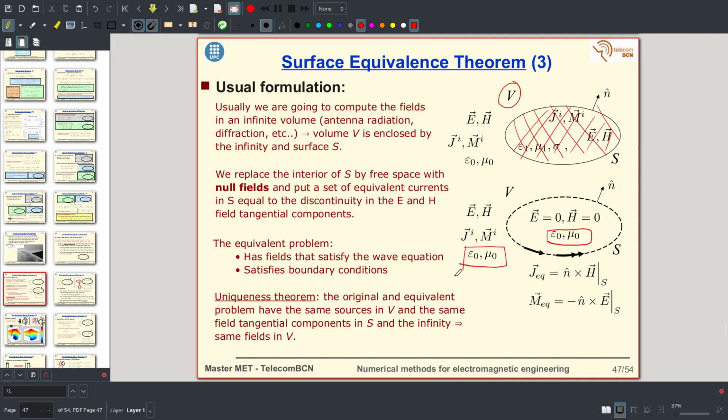Because we want to have free space everywhere. Because remember, the same as in the volume equivalence theorem, remember that we know how to compute the fields due to or produced by currents in free space, but not in the presence of an object. To take into account the object, we will set an integral equation, the same as we did in the volume equivalence theorem. So we need to have free space everywhere, and for that reason we replace our object with free space.